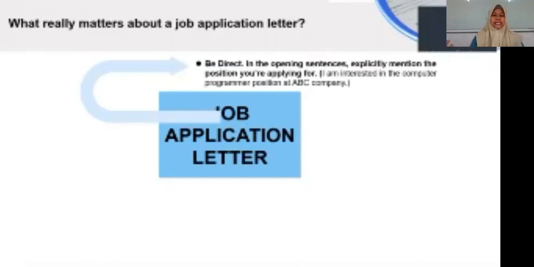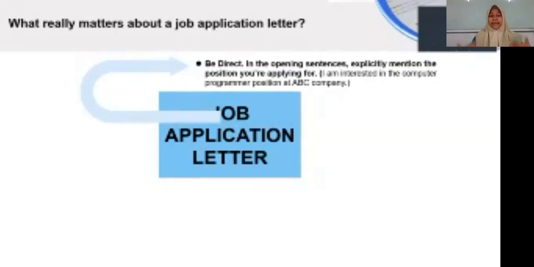The first one is be direct. Yeah, so the first thing that you have to underline when you want to make a job application letter is be direct. Be direct means in the opening sentence, explicitly mention the position you are applying for. Do not make the opening too long, like by asking, hello, mister, how are you? It's nice to know you. No. So in an application letter, guys, be direct.